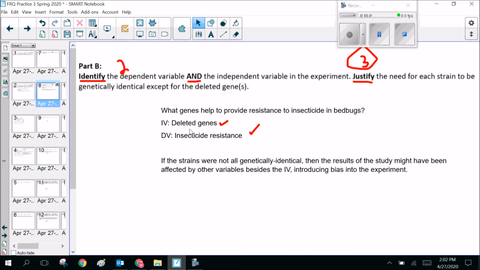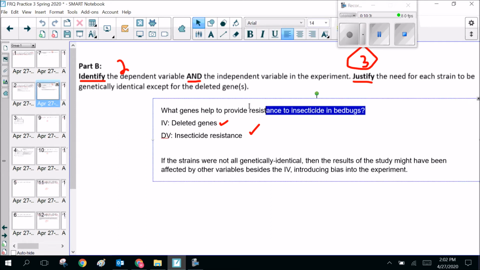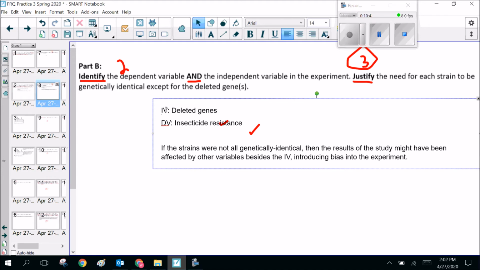Now, you can't answer it like this in the exam, and I'm so sorry, I should have done this better. This was our question. We don't really need this in the answer here. But instead of just being able to go IV, deleted genes, DV, insecticide resistance, or whatever, we actually can't do that. We have to write it in full sentences.